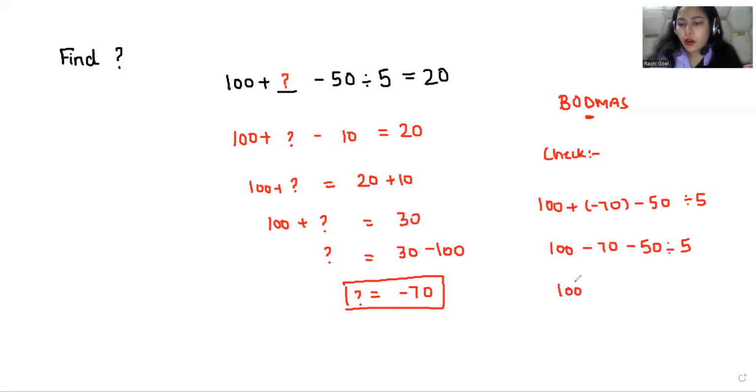So 100, according to BODMAS rule, first we solve the division. Minus, 50 divided by 50 is 1. 100 minus 79 is 21. And 21 minus 1 is 20. Yes, our final answer is 20. That is equal to RHS. So the value of question mark is minus 79.